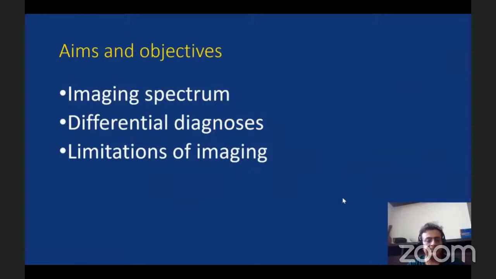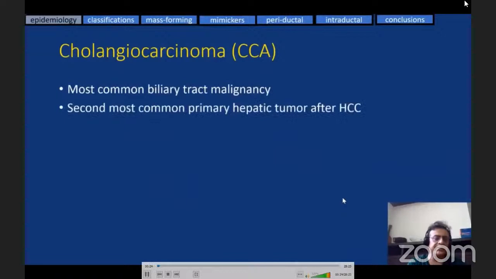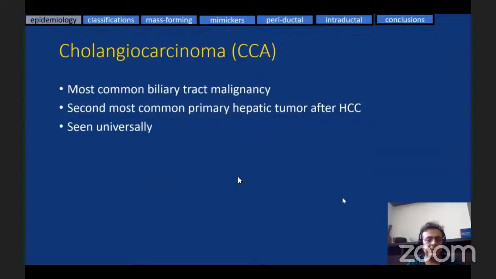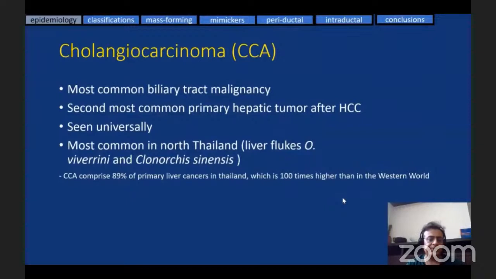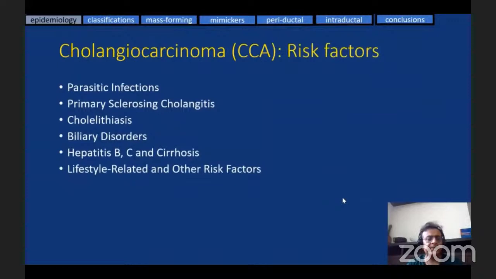Cholangiocarcinoma is the most common primary biliary tract malignancy, and the second most common primary hepatic tumor after hepatocellular carcinoma. It is seen worldwide, most commonly in North Thailand, where it is due to association with liver fluke infection, and it is seen twice as frequently in males compared to females. These are the risk factors of cholangiocarcinogenesis: parasitic infection, such as the liver flukes I just talked about, primary sclerosing cholangitis, biliary disorders like cholelithiasis and cysts, hepatitis B, hepatitis C, and cirrhosis, as well as lifestyle-related risk factors.